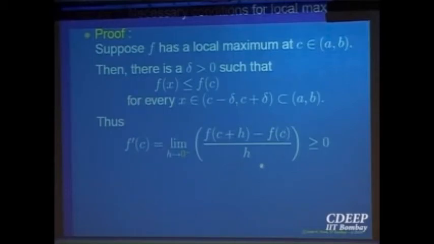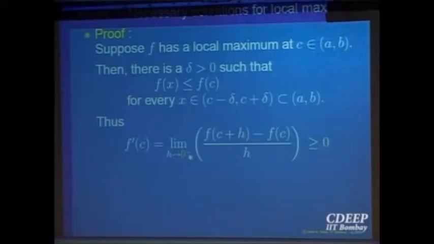So what happens to this limit? Limit of a function: if f of x is always bigger than or equal to 0, the limit also will be bigger than or equal to 0. That we have proved. So f prime of c is bigger than or equal to 0. We are using two things. Because the function is differentiable, the left hand derivative is equal to the derivative, and for a function whose values are bigger than or equal to 0, the limit also is bigger than or equal to 0. The two things put together give me that this is bigger than or equal to 0.